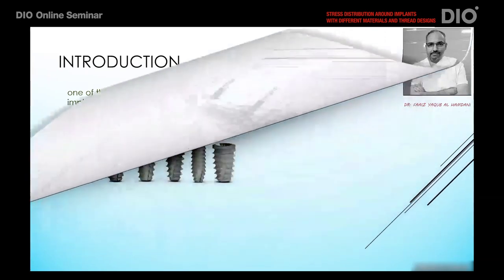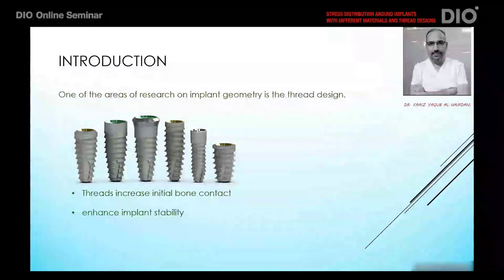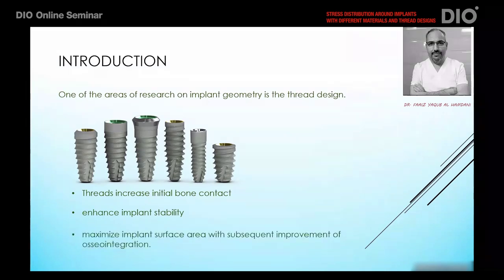One of the main areas in dental implant research, especially in the last decade, was the thread design and its influence on stress distribution. The thread is the outward extension from the body of the dental implant. The dental implant thread improves the initial bone-implant contact. Hence, it improves the primary stability of the dental implant. Also, it maximizes the surface area of the dental implant, and this has a positive effect on the osseointegration.